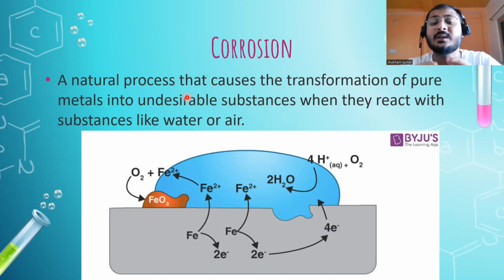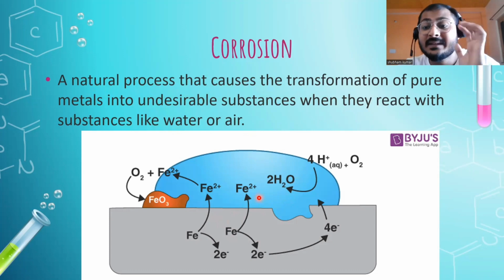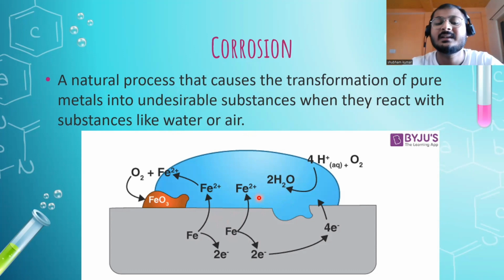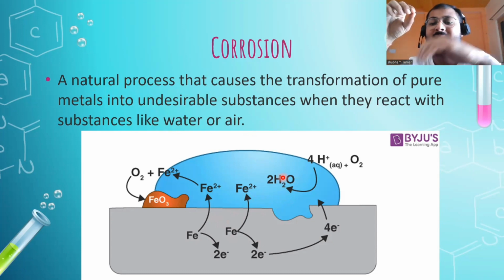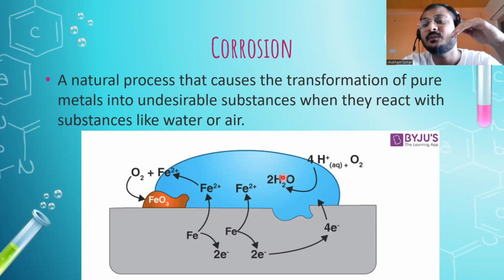Let me tell you, corrosion is an umbrella term, which means it is used for all metals. Whenever a metal is forming undesirable substances, we use the term corrosion. In case of iron, there is a special term given to corrosion, which is known as rusting. So there is a difference between corrosion and rusting. Corrosion is the formation of undesirable substances for all metals, whereas rusting is a specific word used in case of iron.